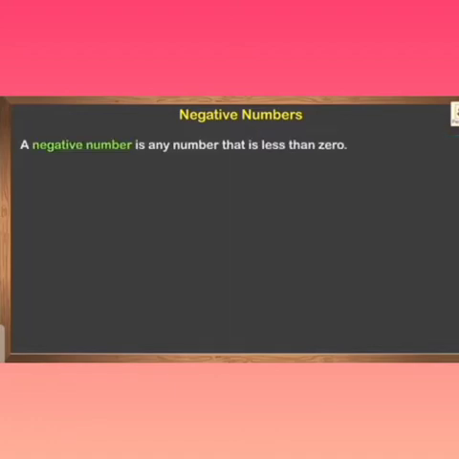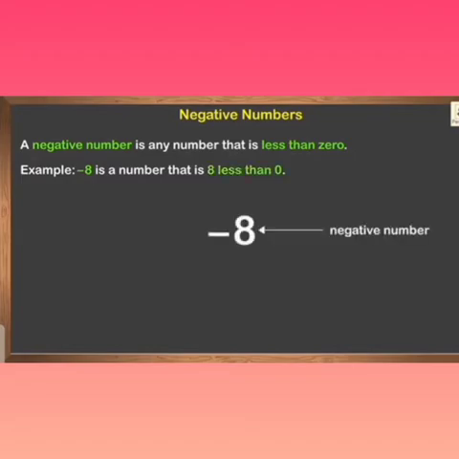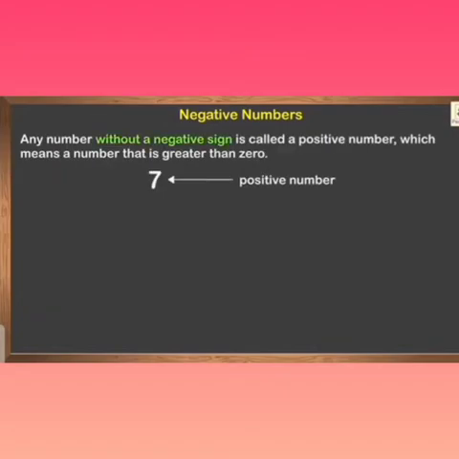A negative number is any number that is less than 0. For example, -8 is a number that is 8 less than 0. A negative number is represented with a negative sign. Any number without a negative sign is called a positive number, which means a number that is greater than 0. So, while -8 is -8, 7 is +7 or simply 7.